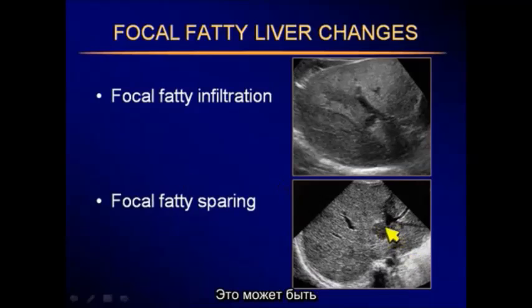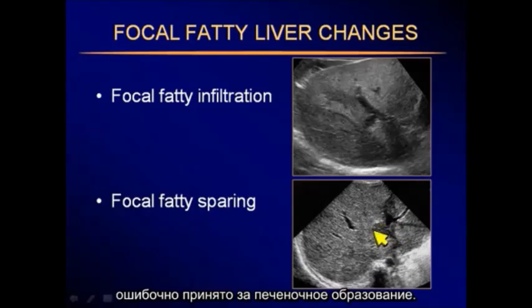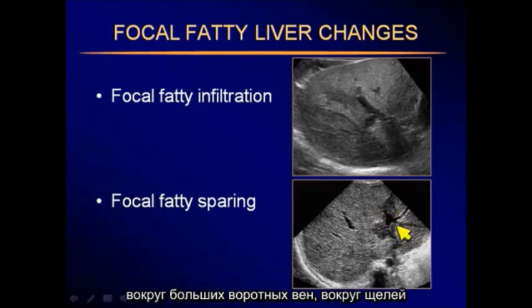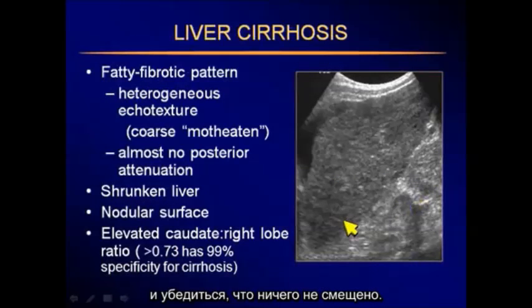These can possibly be confused with liver masses. However, they occur in a very typical location: around large portal veins, around fissures, and subcapsular. So we tend to look in those regions, and we look for internal architecture and see that it's not distorted.